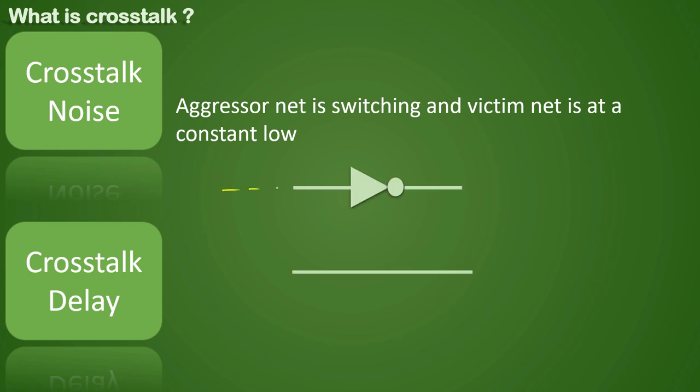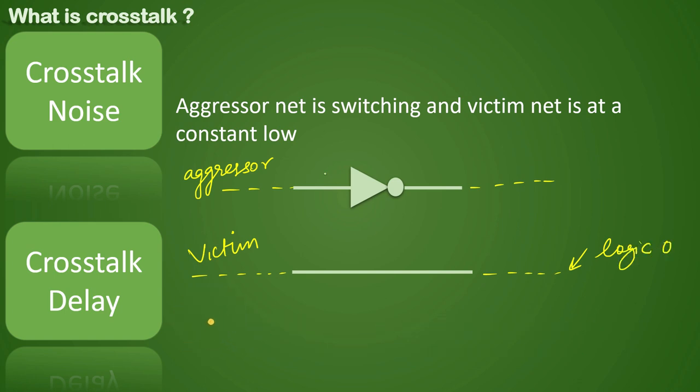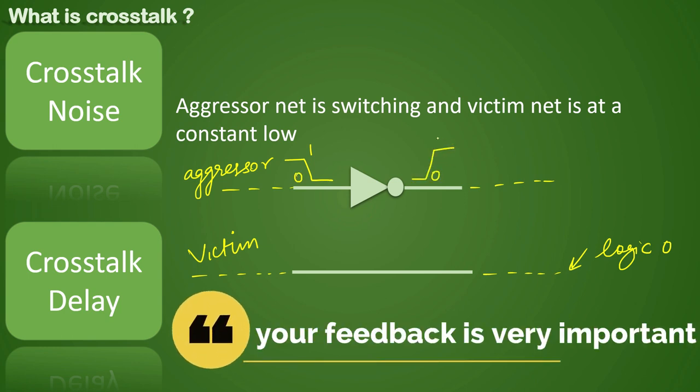To understand this, let us take this example here. There are two nets. The above net, let us say, is your aggressor net, which is switching, and the below net is your victim net. This victim net has a constant low, which means it is at logic zero. Let us say the aggressor is going from 1 to 0. If it is going from 1 to 0, the output would be switching from 0 to 1.